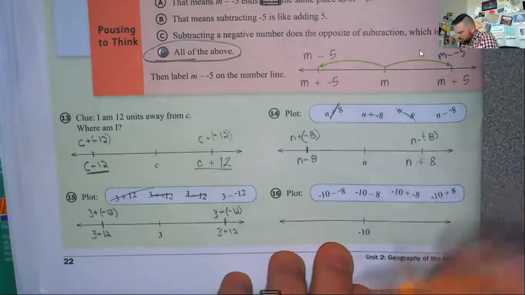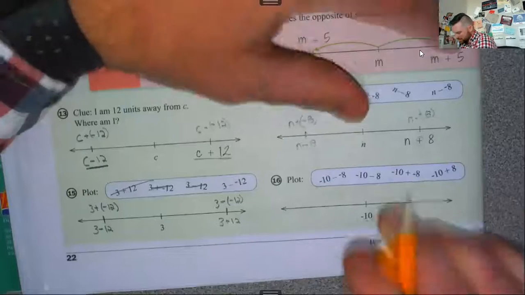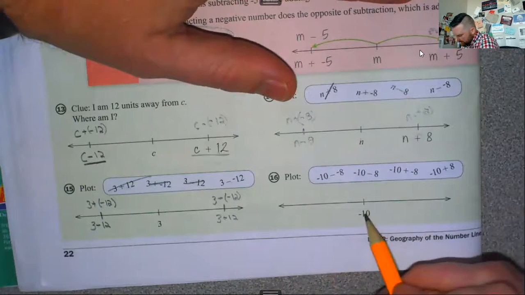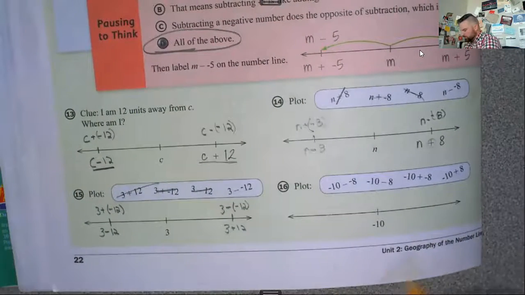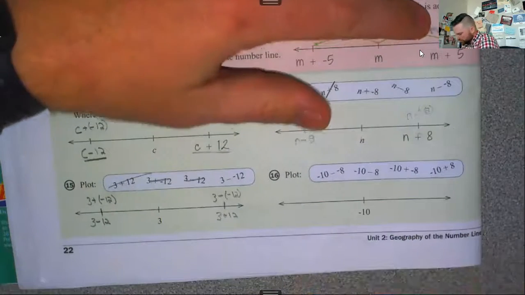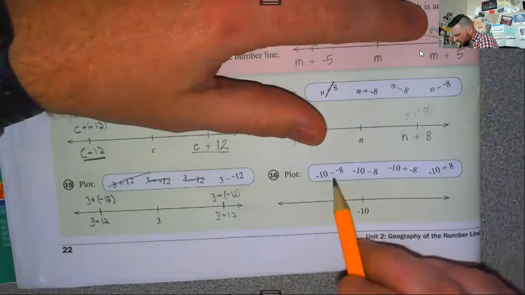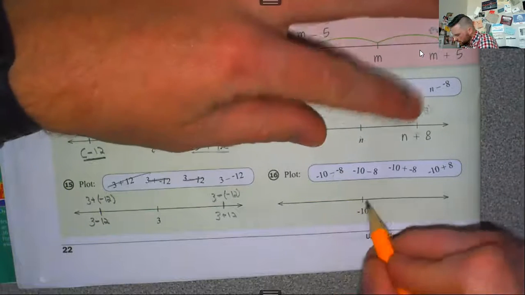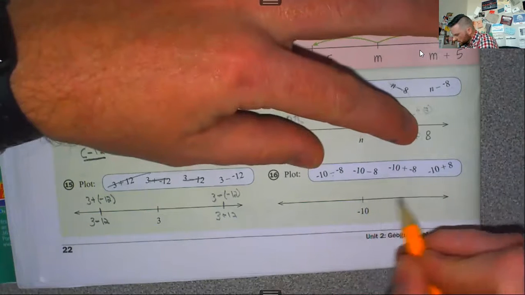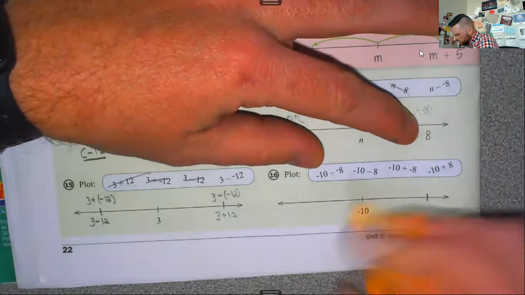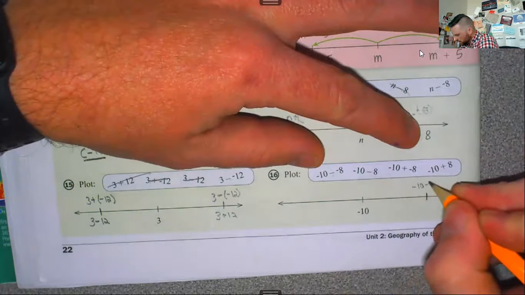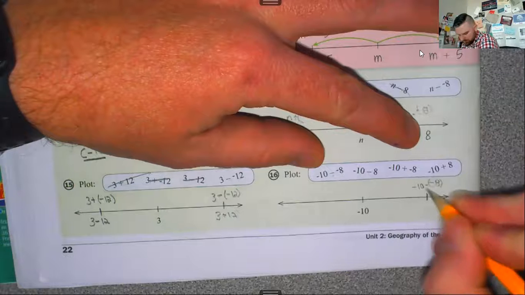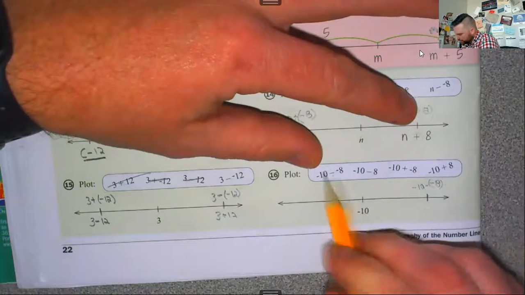And the last one, number 16, we're at negative 10. Okay, don't let the negative confuse you here, because the addition and subtraction parts are still the same. So if we're at negative 10 and we subtract a negative, we're going to go to the right because those 2 negatives make a positive. So that's negative 10 minus negative 8.